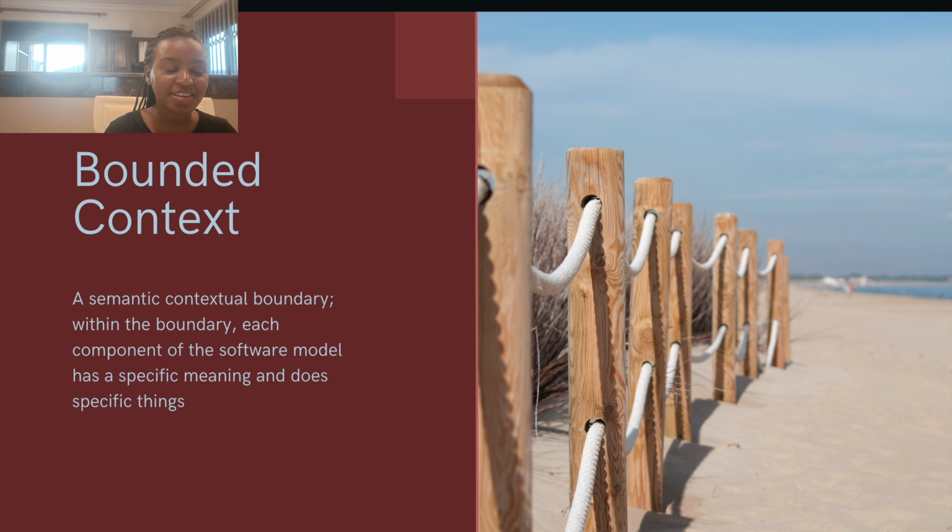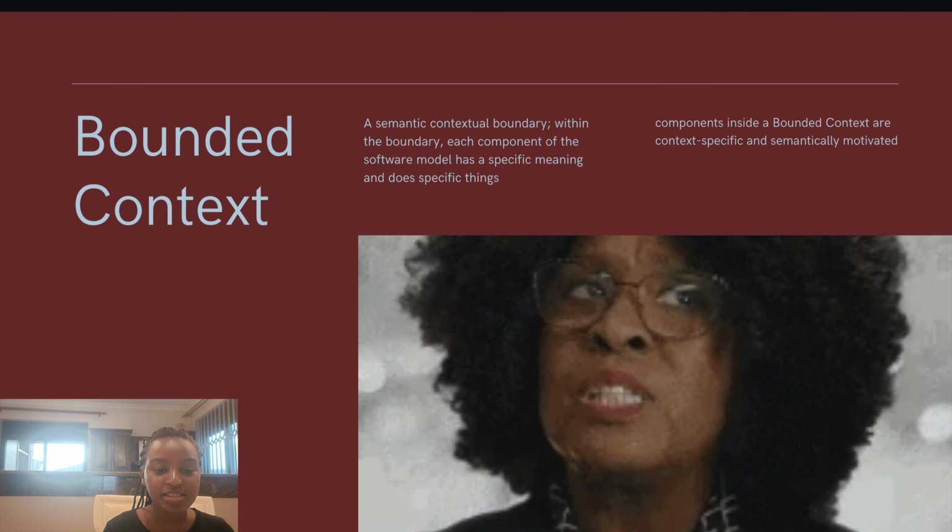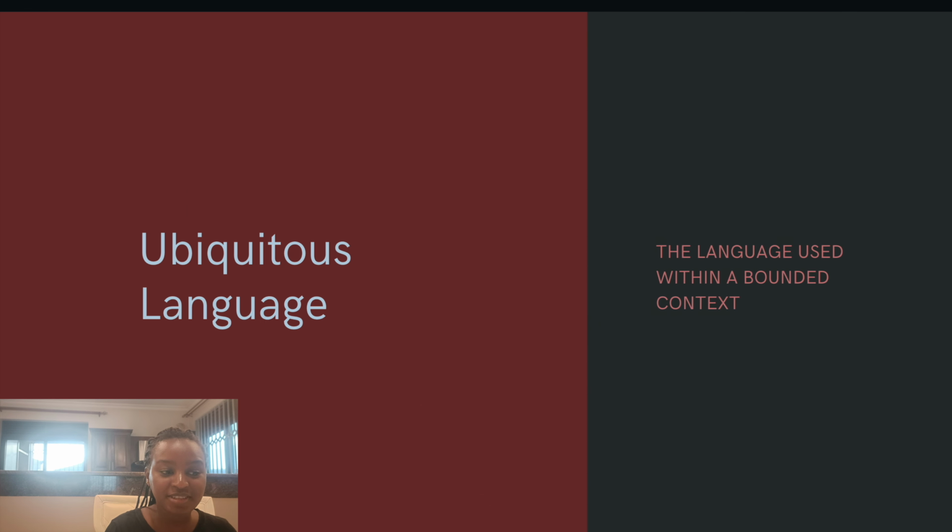So what is a bounded context? I have introduced this new term. It is a semantic contextual boundary. Within the boundary, each component of the software model has a specific meaning and does specific things. Components inside the bounded context are context-specific and semantically motivated. We've now covered the bounded context.